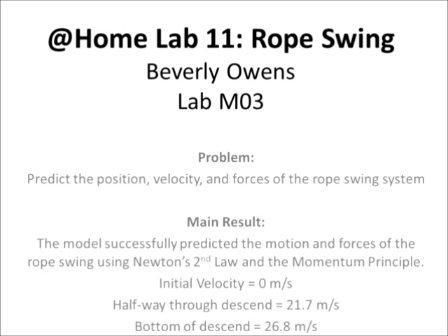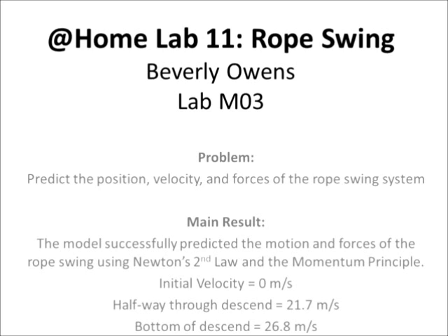The problem we are addressing is understanding and predicting the motion, velocity, and forces acting on the rope swing. The main result from analyzing our swing and mass system is that the predicted position closely aligns with the measured position, varying slightly in the Y direction due to the video slightly being in the Z direction in reality. The velocity of the swing is calculated using Newton's second law and the momentum principle.